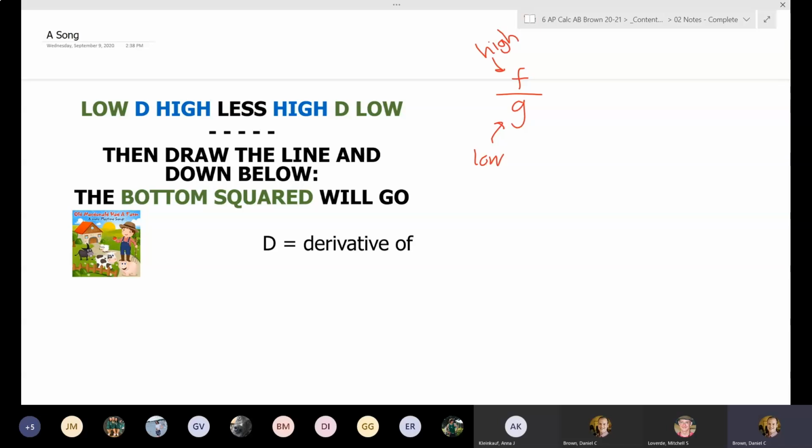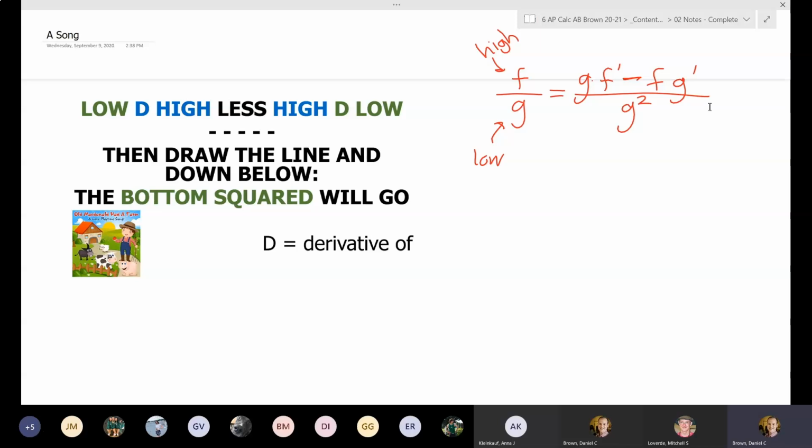So before I sing it, I'm going to write it out so you can see where the formula is coming from. So we have low D high less high D low. Draw the line, and down below, the bottom squared will go.